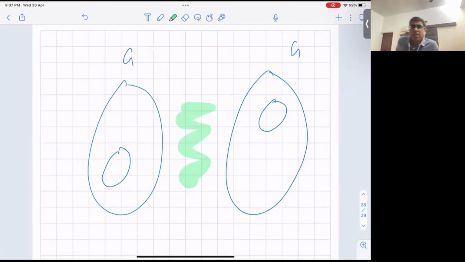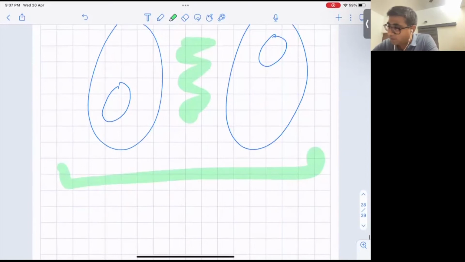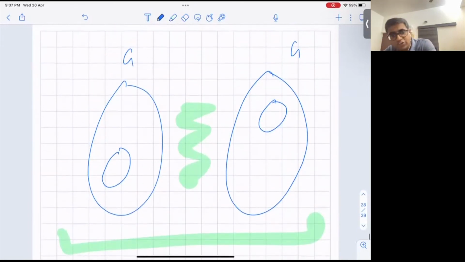So what is my goal? Suppose I call this graph G star. In G star, I want to find a maximum independent set with the property that in the first copy of G it is an independent set, and in the second copy of G it is also an independent set, but the vertices are different. How can I ensure that?